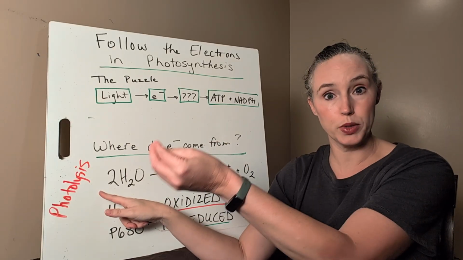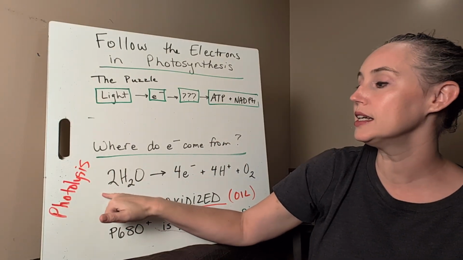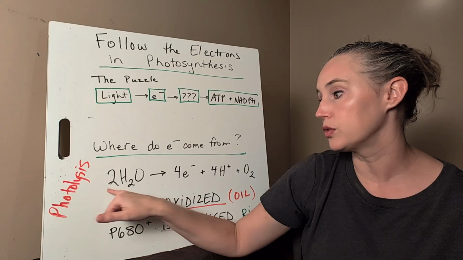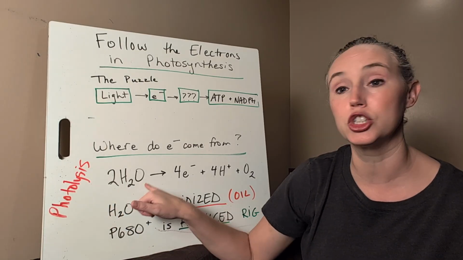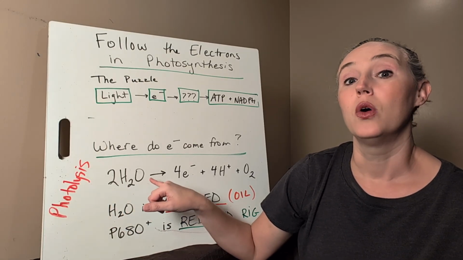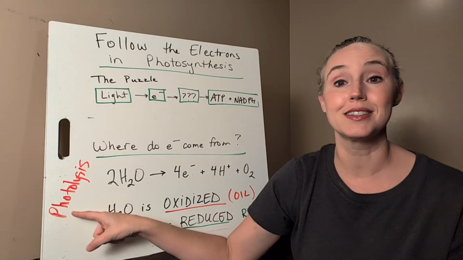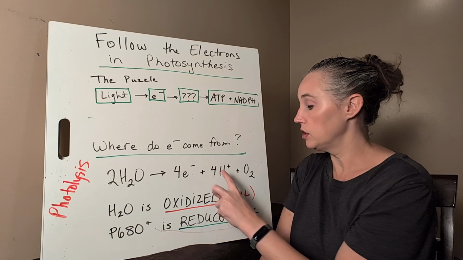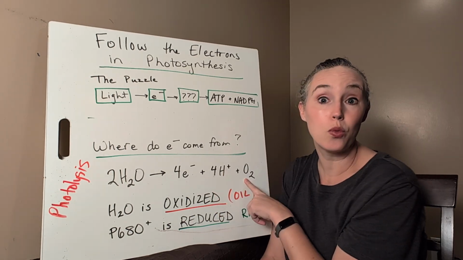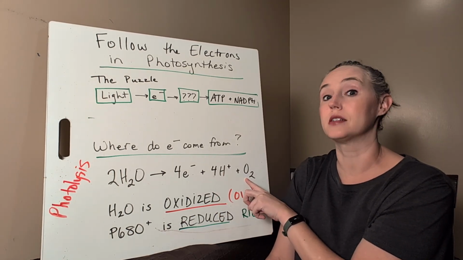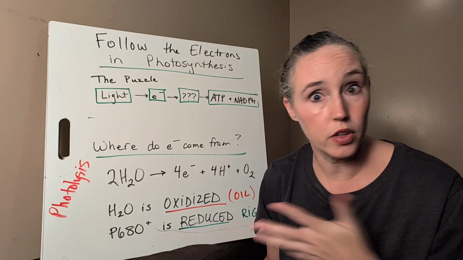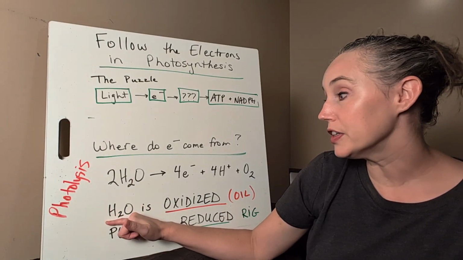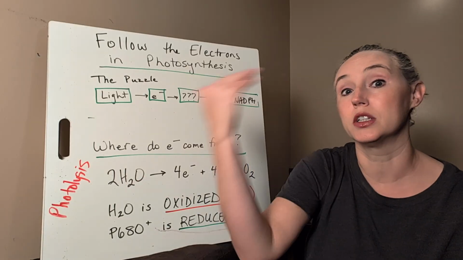Water, that first reactant, if we took 2 water molecules, that's 4 hydrogen atoms and 2 oxygen atoms, we can yield, through the process of photolysis, 4 electrons, 4 protons, and 1 O2 oxygen gas molecule. And all these are going to go different places and have different jobs. So water is our initial electron donor.